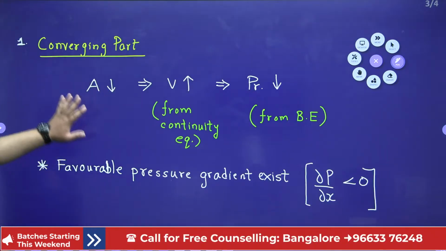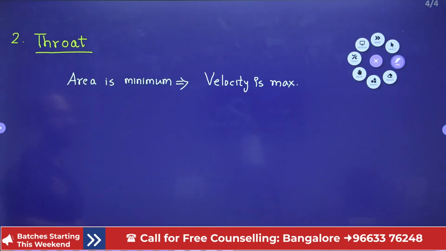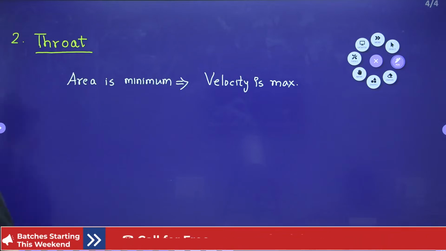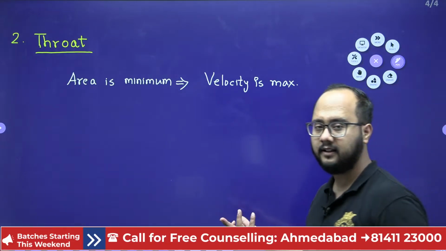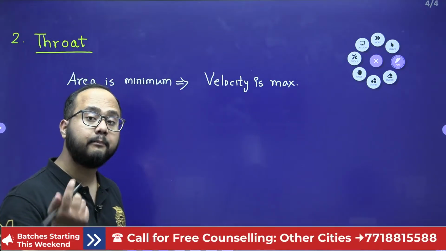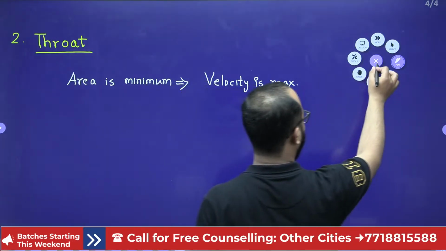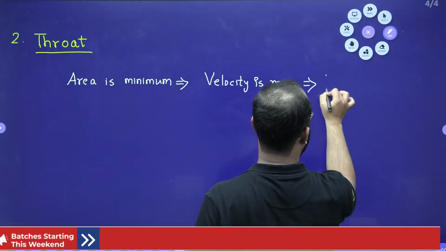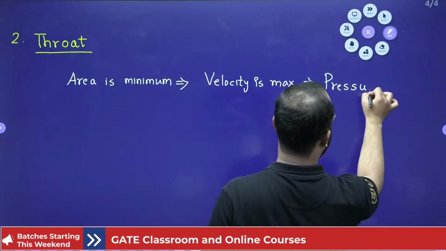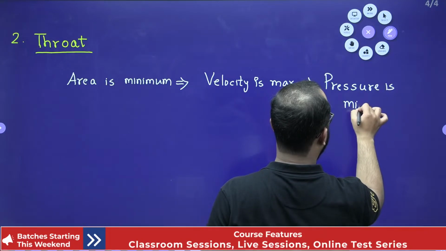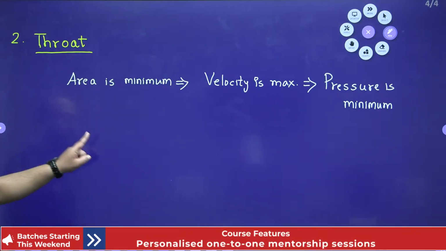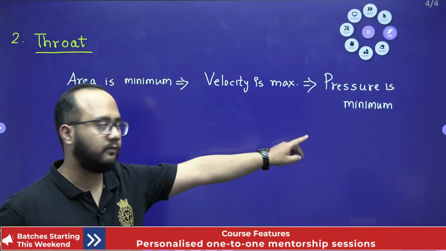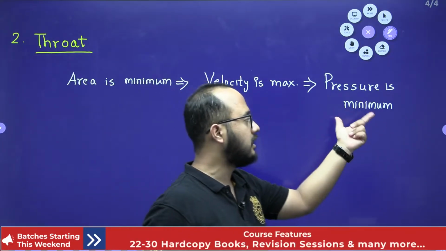So these are the points that we have written for the converging part. Next, we have written for the throat. So apart from the velocity being maximum, what are the points that we can understand? What is the value of pressure? Maximum, minimum or same? Pressure should be minimum. This is the point that you should remember. Area minimum, so velocity will be maximum. Pressure will be minimum. Velocity maximum because of the continuity principle, right? Continuity equation. And pressure minimum is from Bernoulli's equation.